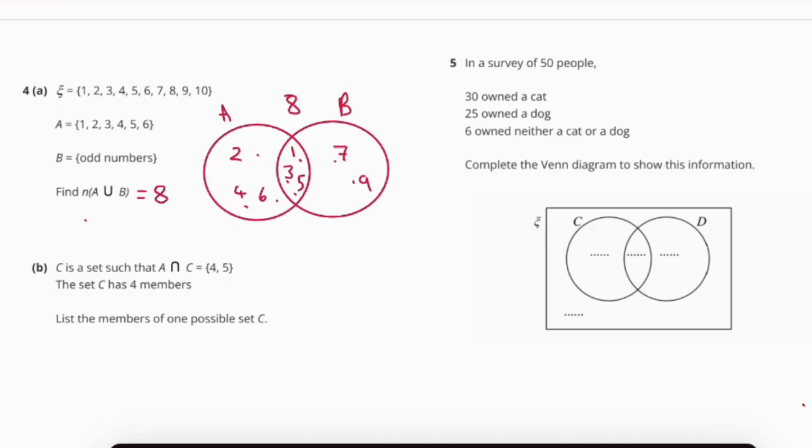C is such a set that A intersects C equals 4 and 5. Set C has 4 members. List the members of one possible set C. Well, set C has to have 4 and 5 in it. We know that because A intersects C are the members that belong to A and C. It's got to have 4 and 5. Now, can't have 2, otherwise that would be in the list, or 1 or 3. So it could have 8 in it, or it could have 7 and 9 in it. Could not have information about C and B together. So I'm going to put 8 and 9.